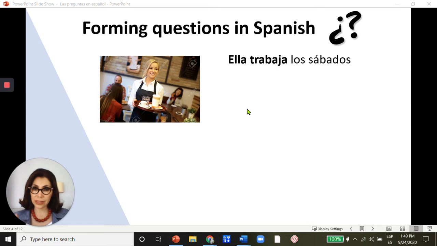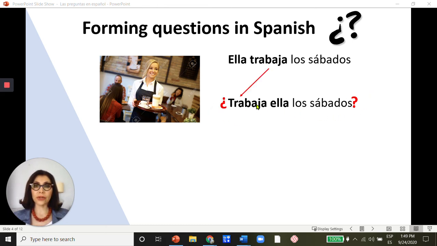Now we're going to see the second way. Ella trabaja los sábados. Same sentence. How can we turn this into a question? Well, ¿trabaja ella los sábados? So again, we need the question marks, and you can see here that we inverted the subject and the verb. Trabaja ella los sábados instead of ella trabaja los sábados.